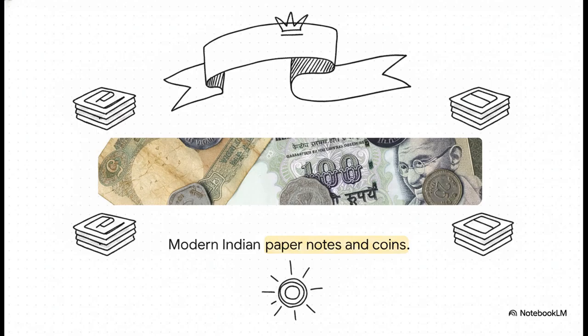Fast forward to the present day. Today, we're mostly using paper notes and coins for everyday stuff. But here's the wild part. Unlike cattle or grains used in ancient barter, modern currency has absolutely zero inherent use of its own. You can't eat a banknote. It's accepted as a medium of exchange purely because it is authorized by the government.